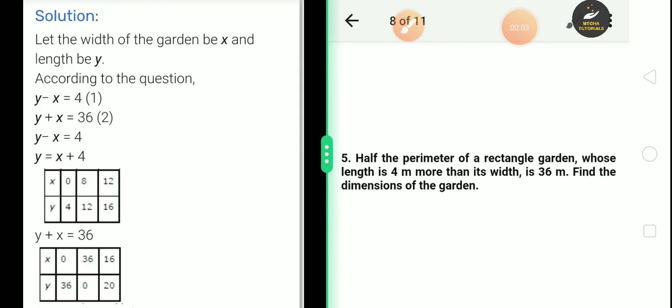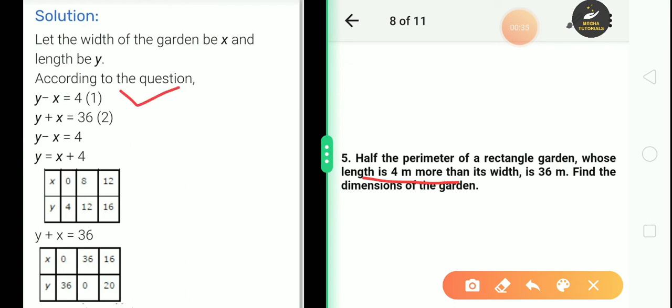Question 5. Half the perimeter of a rectangular garden whose length is 4 meter more than its width is 36 meter. Find the dimensions of the garden. So consider width of the garden be x and length be y. As per the condition, one condition is whose length is 4 more than its width. So length is greater than width, therefore we can write y minus x is equal to 4 as equation 1.